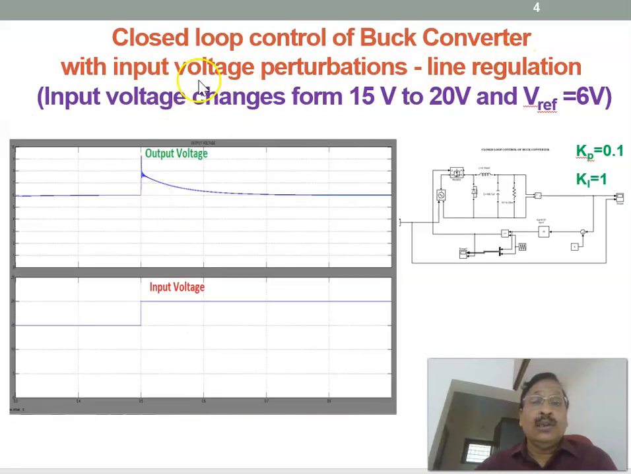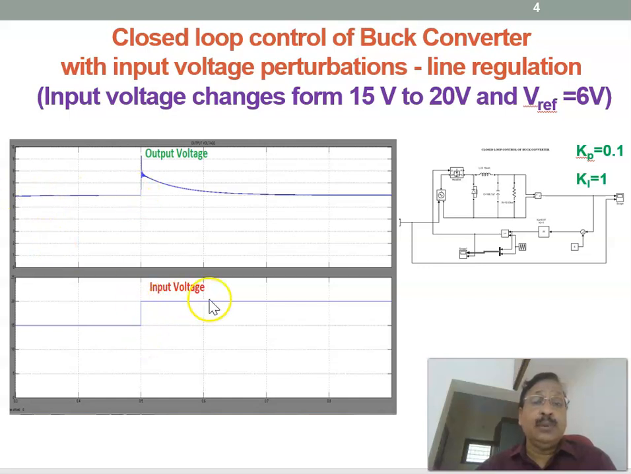For the closed loop control of a buck converter with input voltage perturbation, or line regulation, the input voltage is changing from 15 volt to 20 volt. That input voltage is 15 and then suddenly changing to 20 volt. And the reference voltage that we kept is equal to 6 volt. The output voltage here is equal to 6 volt.